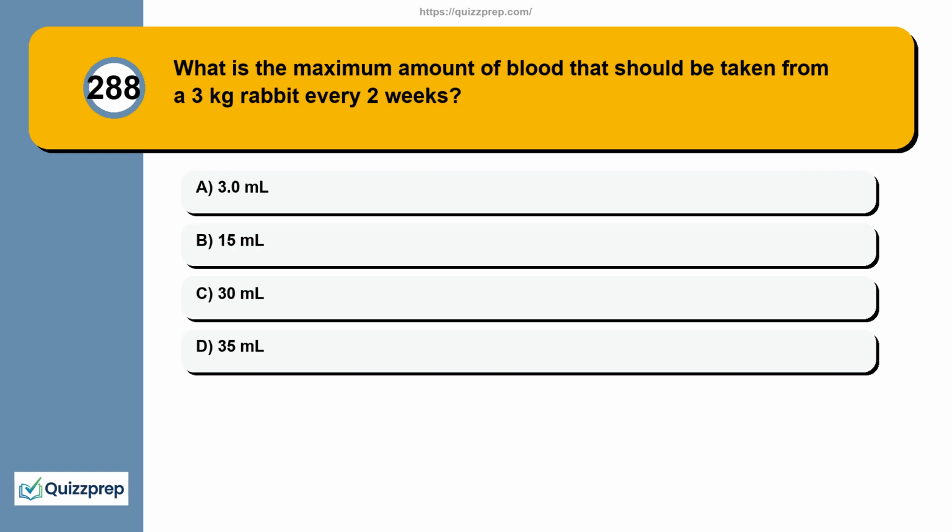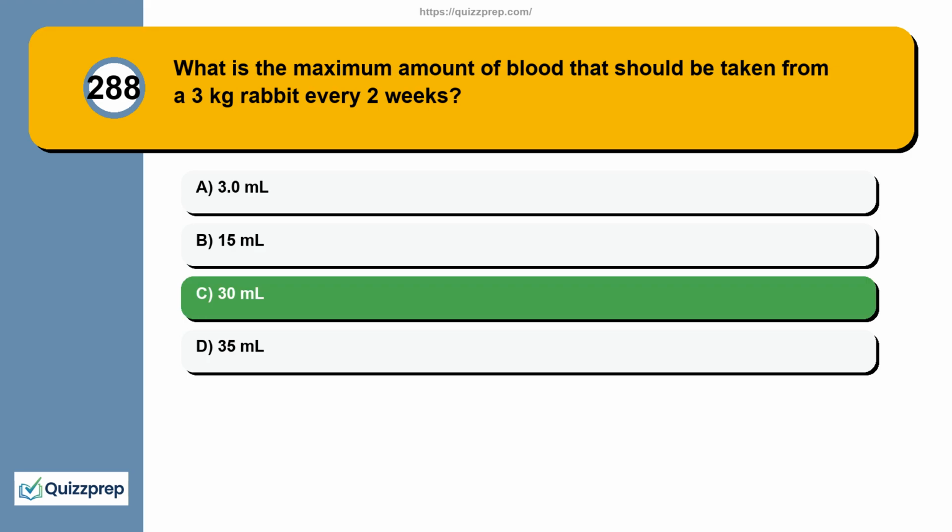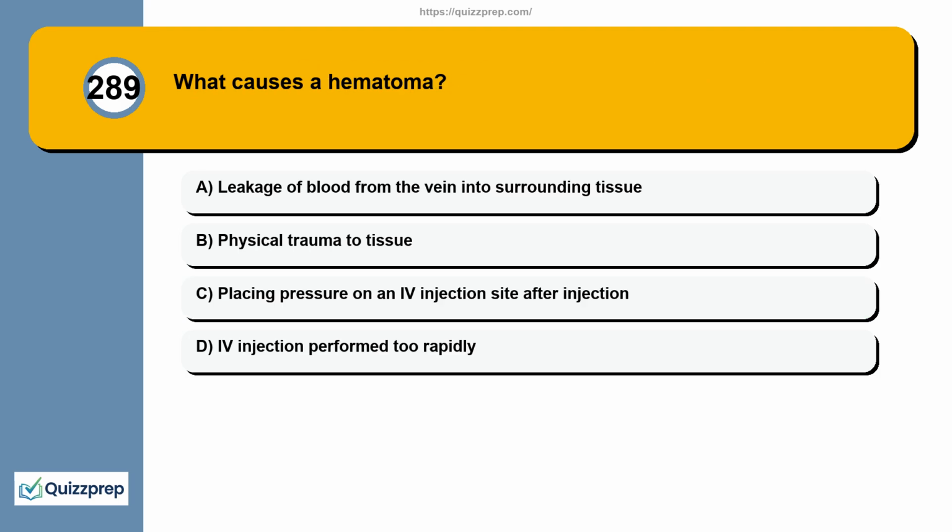Question 288. What is the maximum amount of blood that should be taken from a 3 kg rabbit every 2 weeks? Option A, 3.0 ml. Option B, 15 ml. Option C, 30 ml. Option D, 35 ml. The correct answer is Option C, 30 ml.